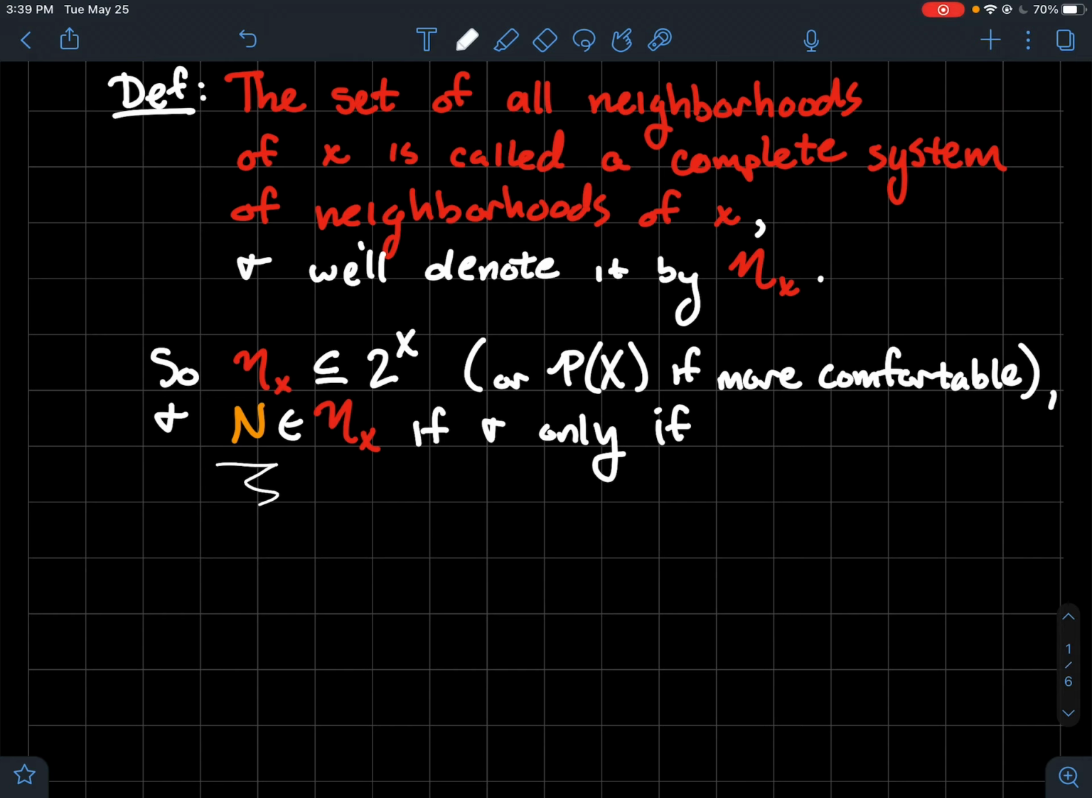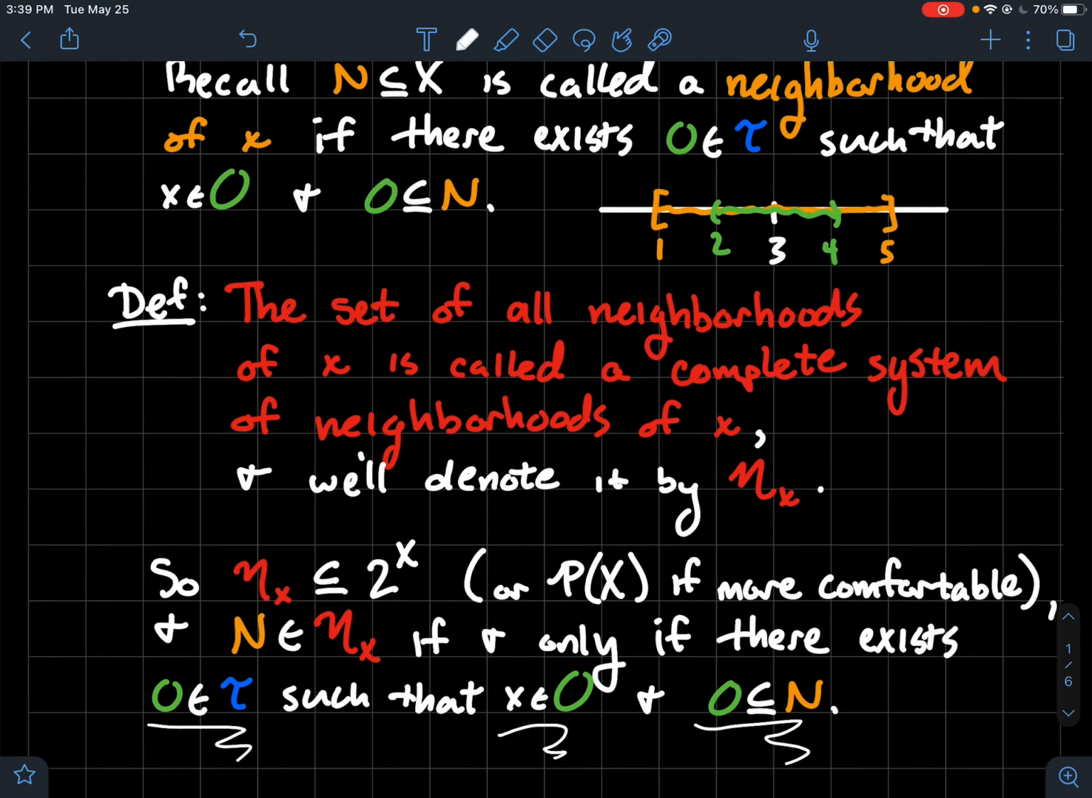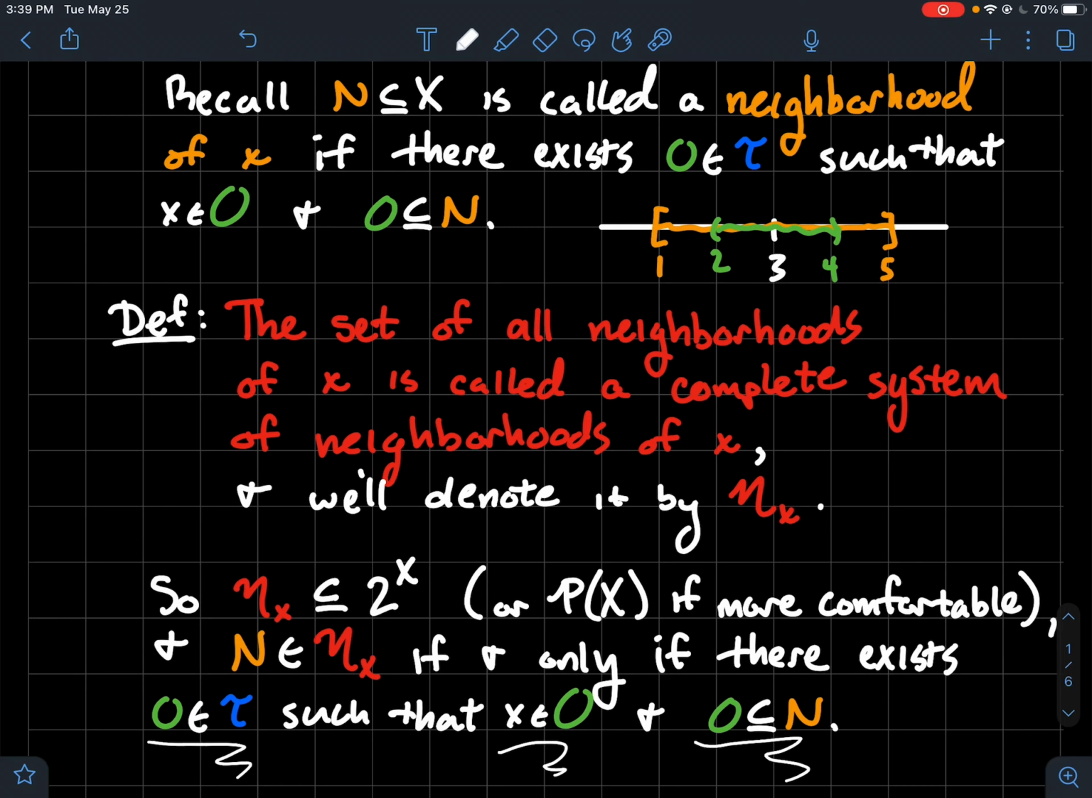Well, N is an element of N sub x if and only if I want it to be a neighborhood of x. So N is an element of N sub x if and only if there exists an open set O such that x is in O and O is completely contained inside of N. That is just exactly my definition up here of what it means for the orange N to be a neighborhood of the point.